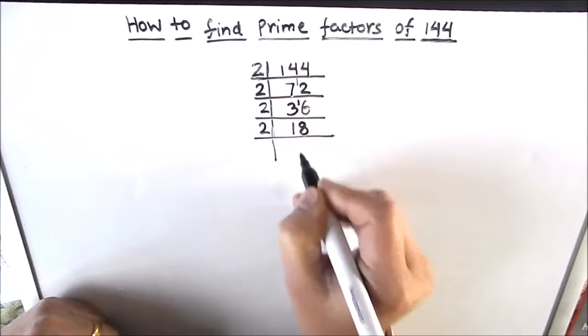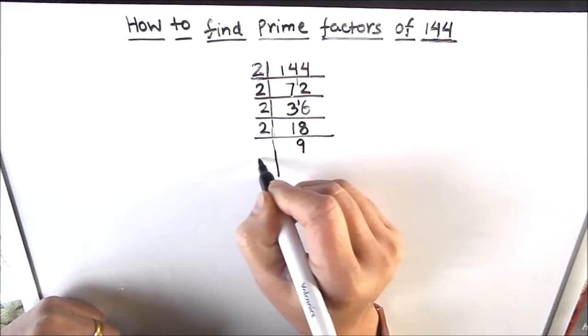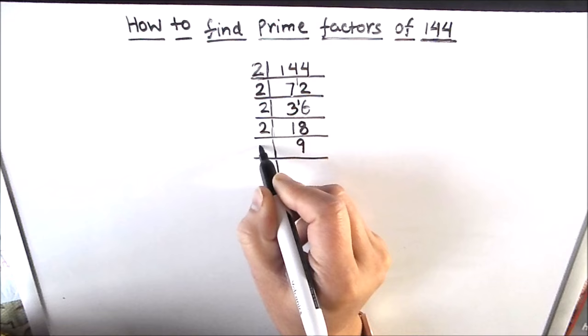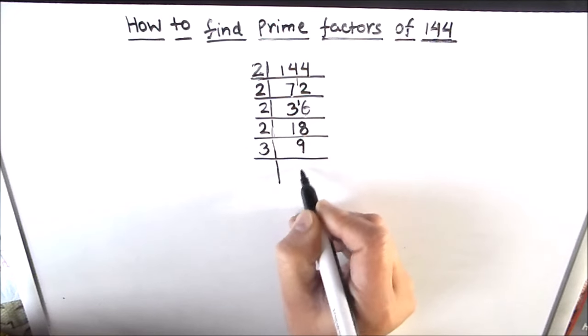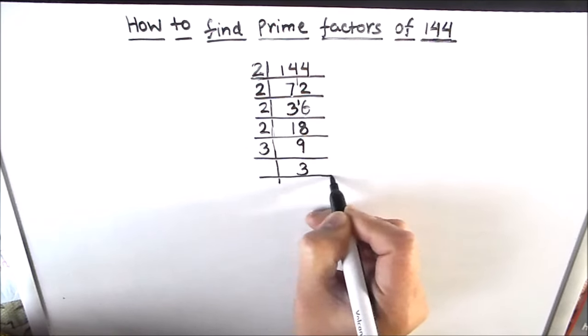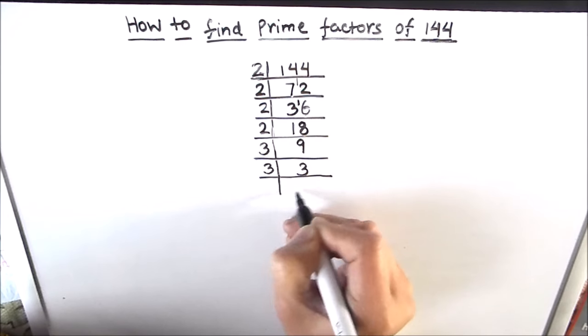2 times 9 is 18 and 9 is an odd number, so we will use the next prime number, 3, to divide 9. 3 times 3 is 9 and 3 is a prime number, it is only divisible by 3. 3 times 1 is 3.